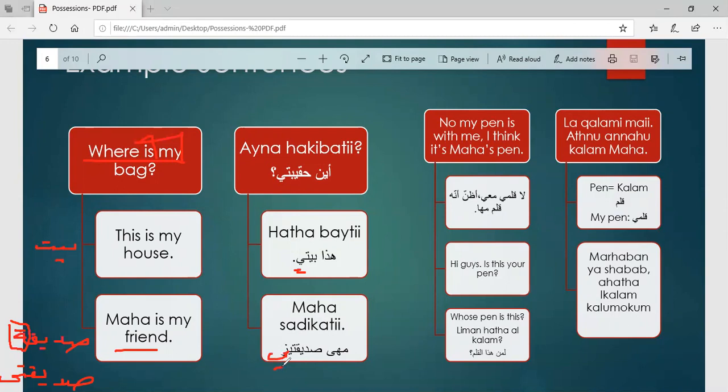No, my pen is with me. I think it's Maha's pen. Let's go down to start with it. Whose pen is this? I'm asking here a question about who this item belongs to. Whose, what did we agree about? Whose we're going to ask about a person. For whom is this pen? Whose is what? Liman. Hatha al-qalam. So liman hatha al-qalam.